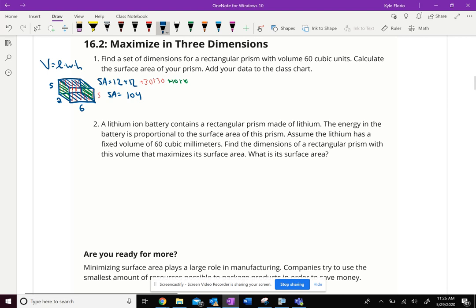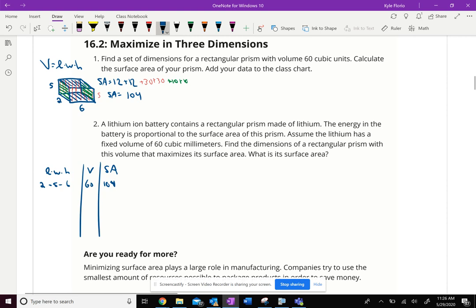So I'm going to make a chart here, and assuming that we all did this with different dimensions in class, here I did a length of 2 by 5 by 6. Whether you call it 256 or 652 or 526, the order doesn't matter. I'm just going to go from smallest to biggest. This thing had a volume of 60 and a surface area of 104. So can we come up with some other ones?